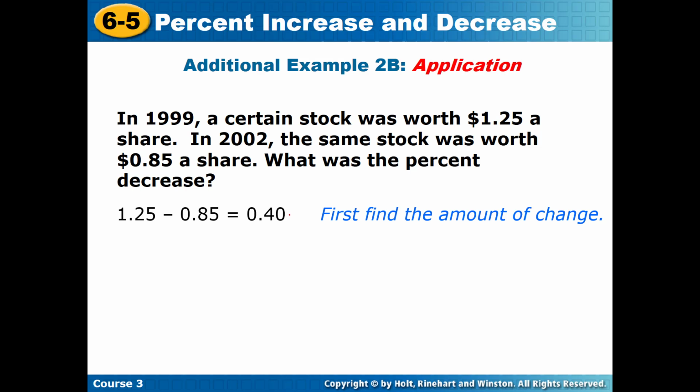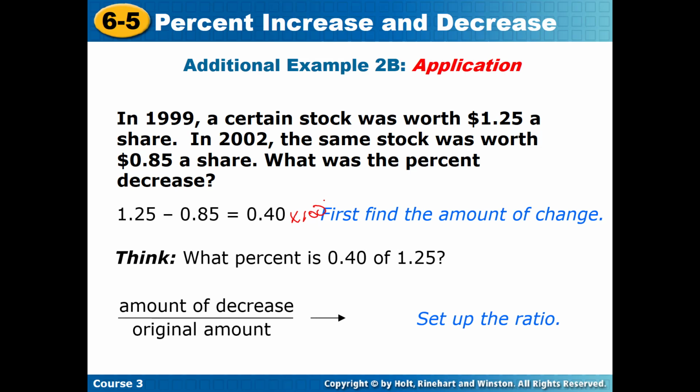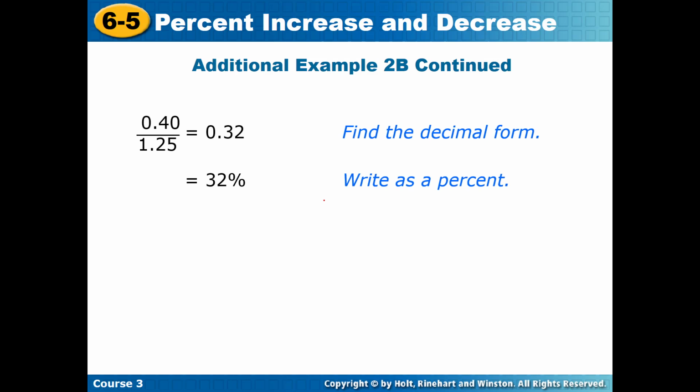And what did we say we were going to do with this decimal? Multiply it by 100 to convert it to a percentage. So we take 40 cents, the amount of change, divided by the original amount, which was $1.25. We get 0.32. Okay, now to convert that into a percentage, I multiply that number by 100, and we end up with 32%.